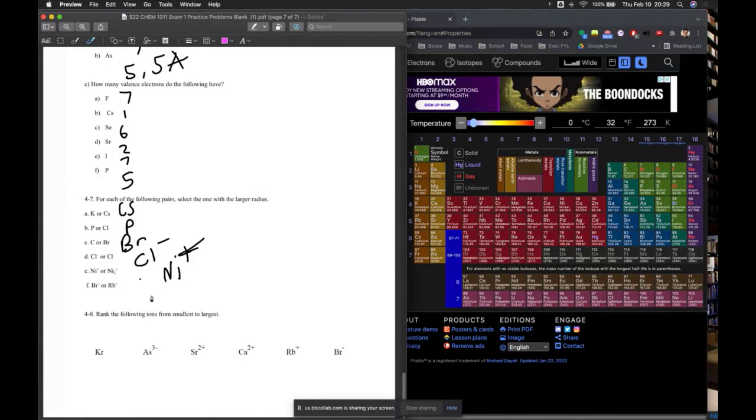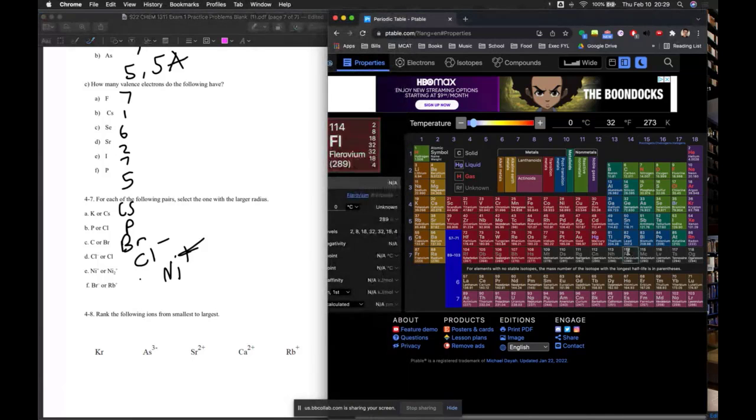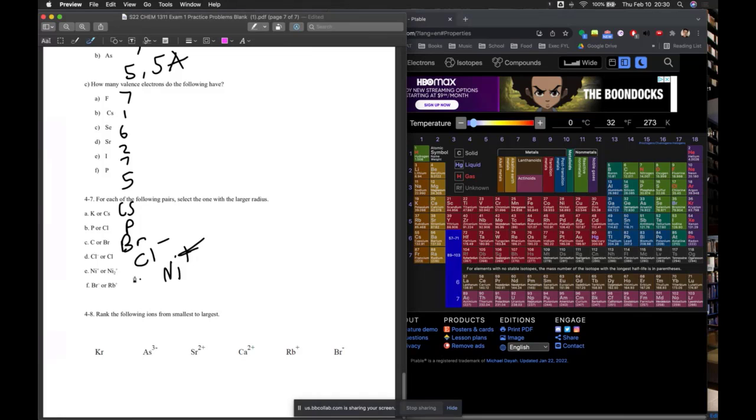Br minus versus rubidium plus. So we're going to have to look at this, right? If I remember correctly, Br minus has the same configuration as krypton. And then Ni2+ is going to be, so Ni is right there, 1, 2. So it's going to have the same configuration as Fe. So we compare Fe and Kr. With that being said, usually the anion will have the higher one. So it's Br minus.